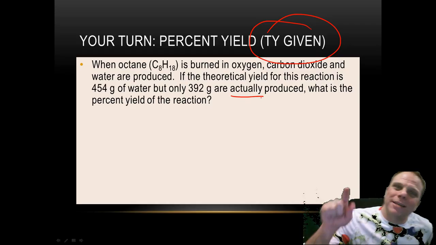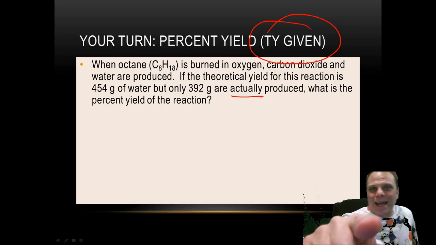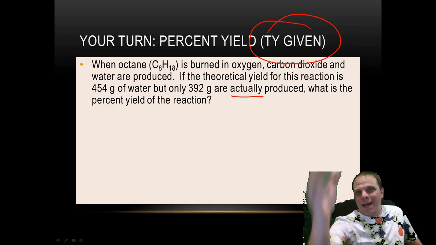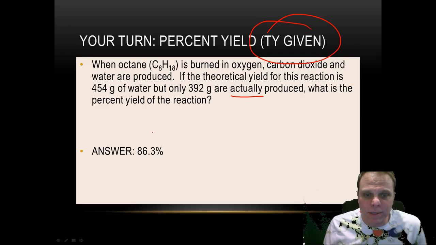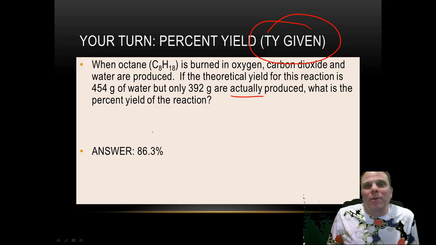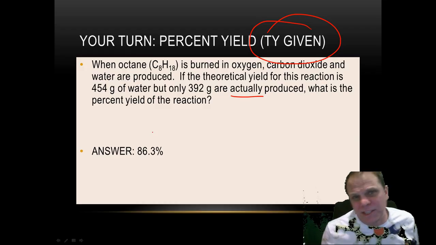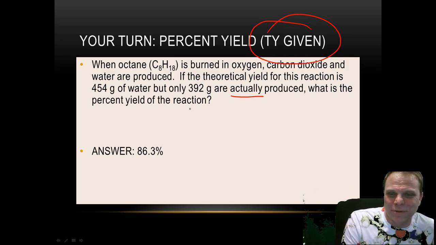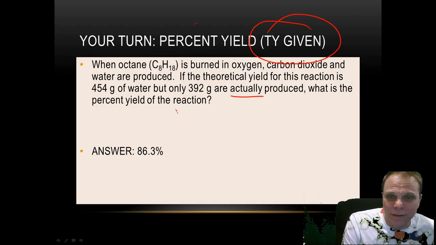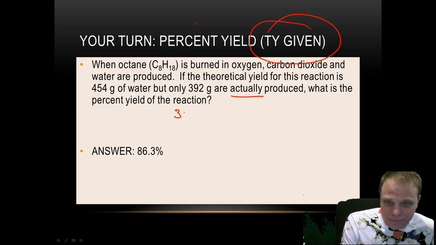All right, pause and practice this, see what you get, and you're back. Thank you. All right, so let's see what you did. Oh, you got 86.3%. How do I know? Because you're smart. What did you do to get there? Well, what you did is you took the actual divided by the theoretical, multiplied it by 100.